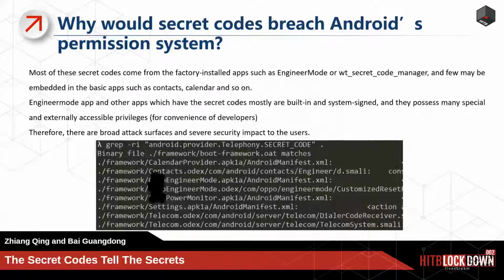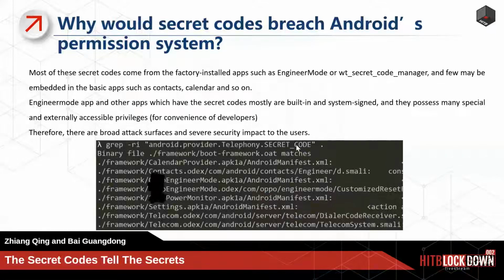Okay, so what does that mean? That means once those secret codes can activate those applications to do some actions, those actions are actually highly privileged. Through a normal application, definitely those actions cannot be performed, right? So you can find that those secret codes can provide a broad attack surface and cause severe security impact to the users. So as evidence, if we grab this, this is the action, the intent name I just showed you.